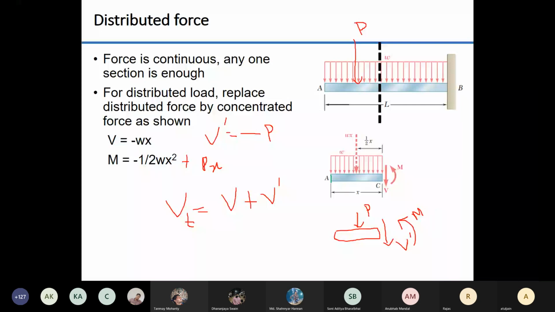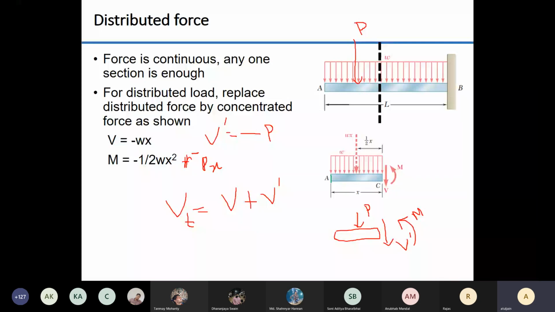M is equal to, my fingers are pointing downwards. One minute. P is positive, so it's minus px, I think. So minus px.